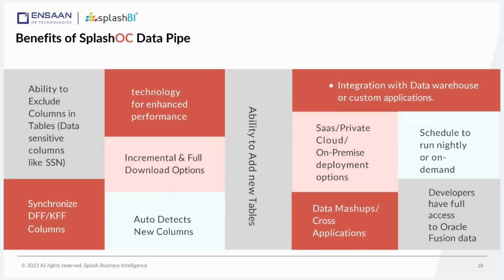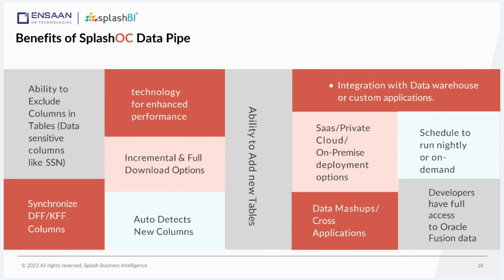on those different tables. With the Splash OC data pipeline, you also get the ability to exclude columns in the tables as well. So if a table contains sensitive information, like let's say you do not want to extract the salaries or the mobile numbers of your employees, you could exclude those as well. At the same time, if you've done massive customizations in terms of your flex fields, you could synchronize those as well within the data warehouse.